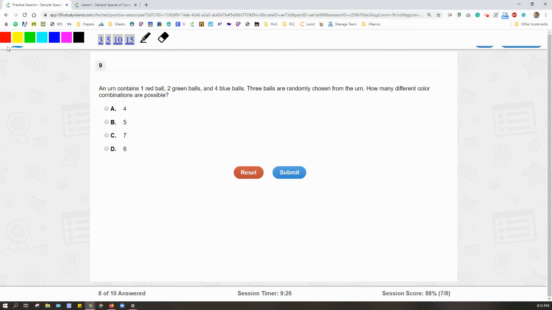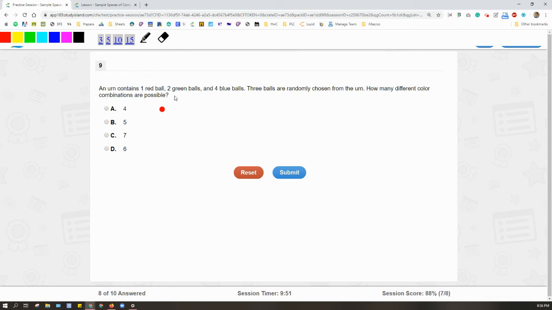Let's make a list. Let's start off with, and I'll put dots here so that we can list it. If you were writing this down, maybe you'd want to write R for red, G for green, and B for blue. I'm going to go ahead and just put dots that are all the colors that we have here. So let's say we start with red, since there's one red ball. So I'll start with pulling out a red ball.